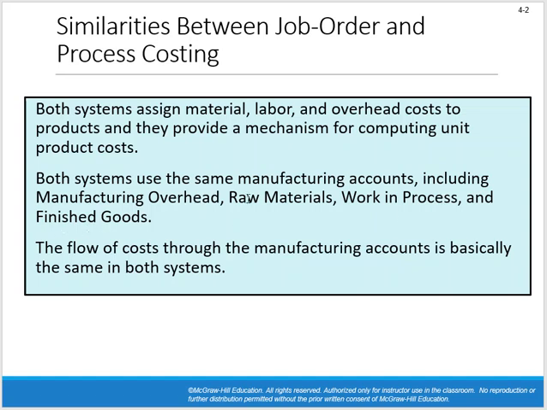So remember, raw materials, WIP, and finished goods are all types of inventory on our balance sheet. MO, if you recall, kind of behaves like an asset, but it's just a bucket. And it's a bucket that has to be emptied out by the end of the period, so it doesn't end up appearing on the balance sheet. The flow of costs through those manufacturing accounts is basically the same in both systems.